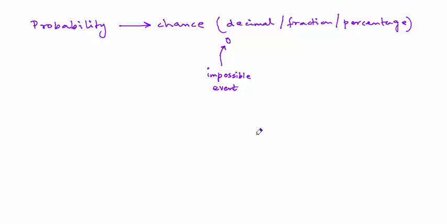And what's the chance of the sun rising in the east tomorrow? Well, the sun always rises in the east, and it's certain to rise in the east tomorrow, and therefore the probability of the sun rising in the east is equal to 1. Such an event is called a certain event, something that's sure to happen.